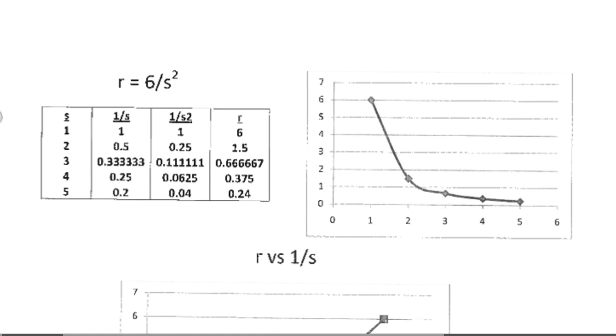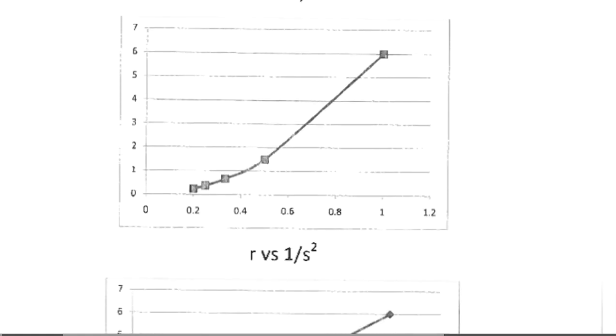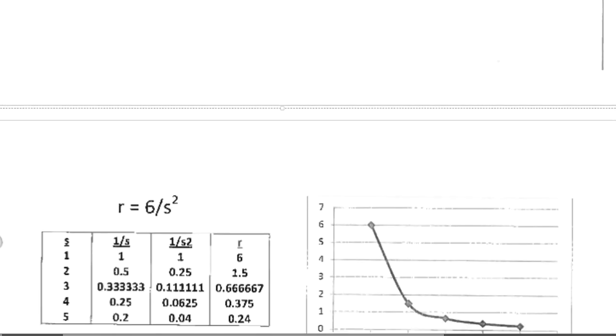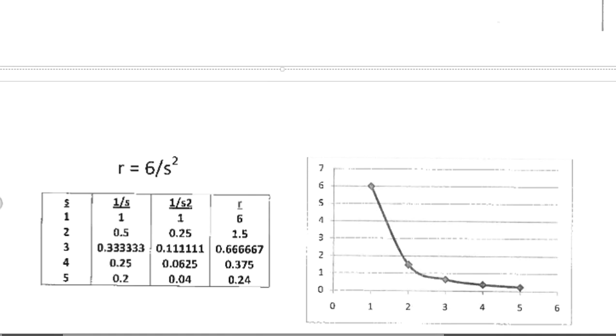And if I then go back to my expression, r is equal to 6 over s squared, if I do r versus 1 over s squared, it actually turns into a straight line. It straightens out the graph for me, and the slope of that graph would be 6, and that's why there's a 6 in front. Okay, so again, some of these shapes might be a little bit counterintuitive to what you're used to, but that's sort of how this works.